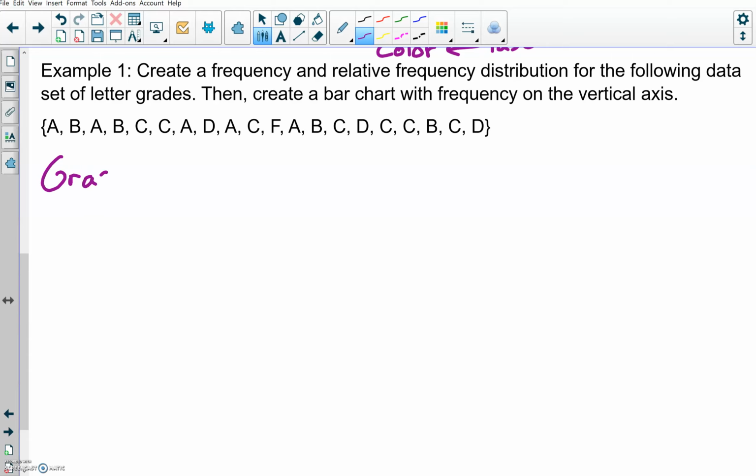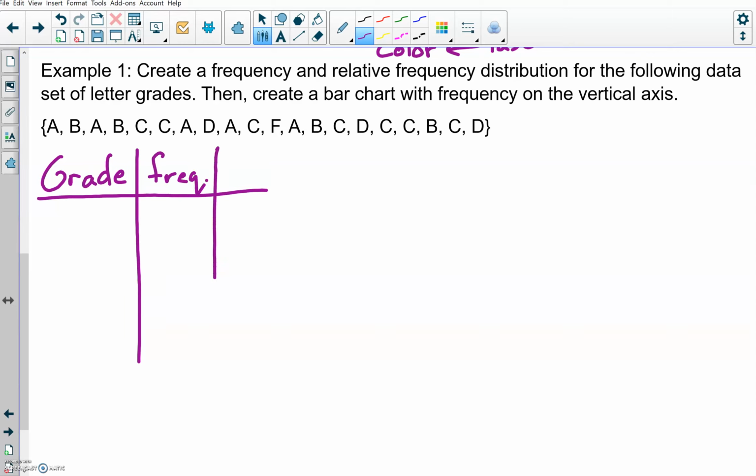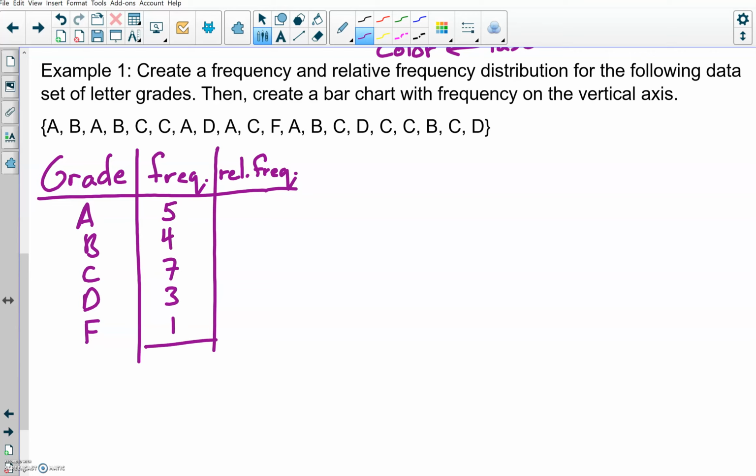So given that these were grades, the grade here, frequency in the next column, relative frequency in the next column. And the grades here, we got A, B, C, D, and F. And when you count through those, you should have got a 5 for the A's, 4 for the B's, 7 C's, 3 D's, 1 F. The total for this is 20. And then you got 5 out of 20, which reduces to 1/4.